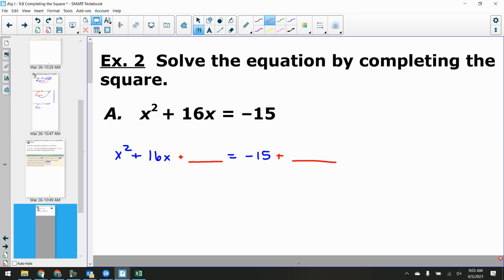So look at my left side. What's my magic number on the left side? b over 2 squared. Well, what's b? What's my b value? 16. Cut it in half. 8. Square it. 64. 64 is my magic number. And whatever I do to one side, I've got to do to the other.